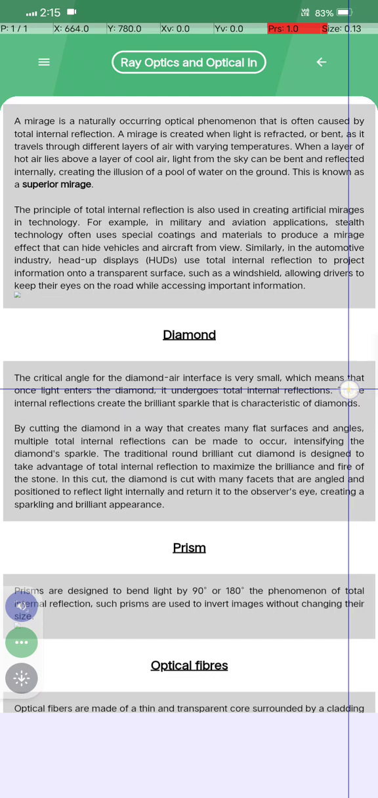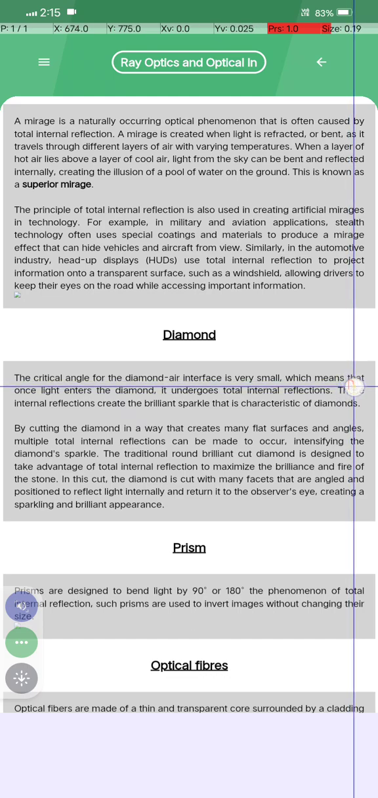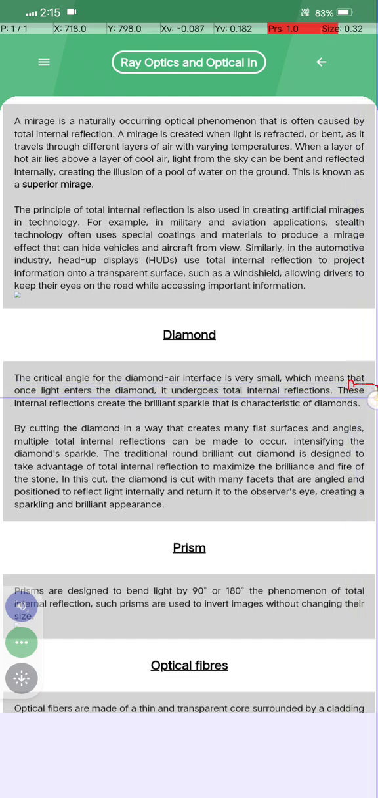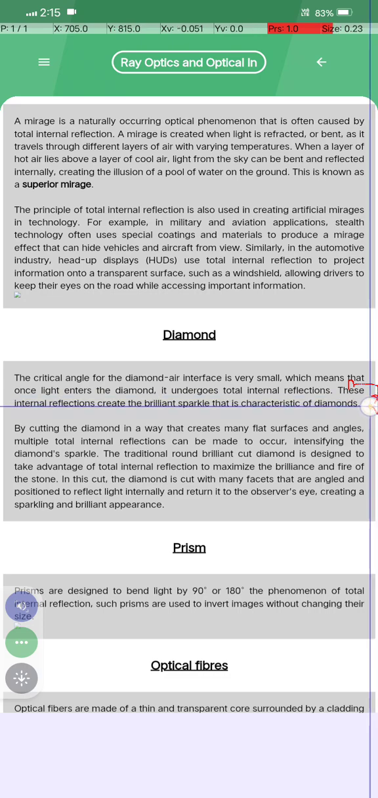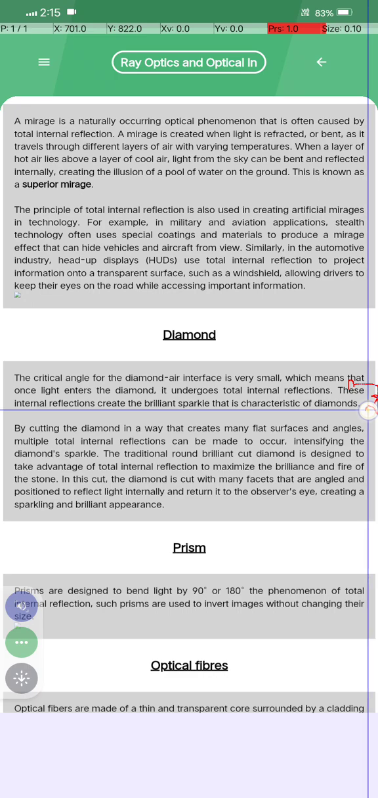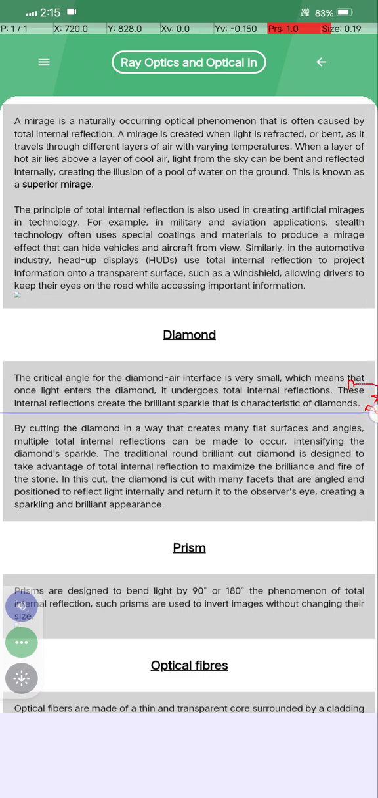The critical angle for diamond is very small, which means that once light enters the diamond, it undergoes total internal reflection. This internal reflection creates the brilliant sparkle characteristic of diamond.